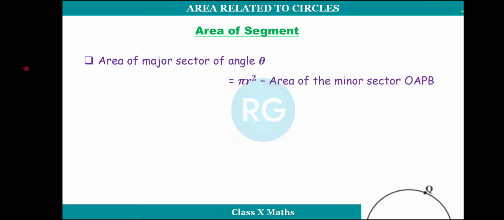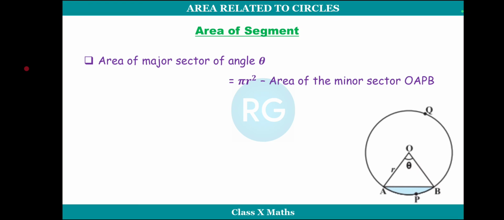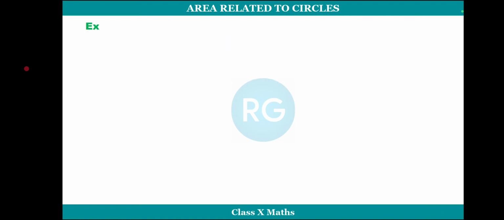To find the major segment, what will we do? Pi r square, make it the major segment, right? So from the whole circle, what should I subtract? Subtract the area of the minor segment. I'll get the area of the major segment, not sector. So rectification here. Moving on to one example which takes care of this particular formula.